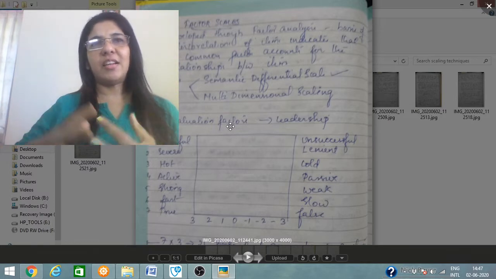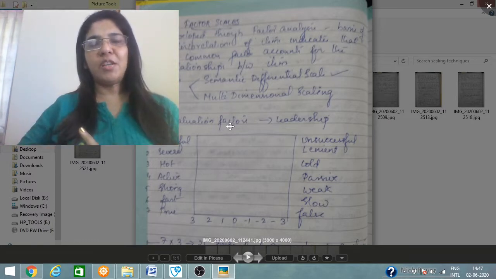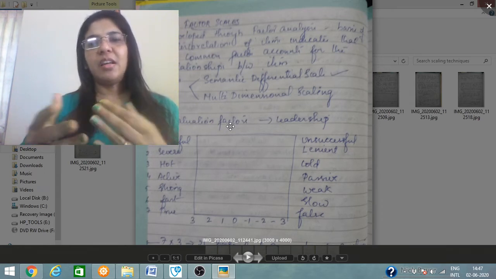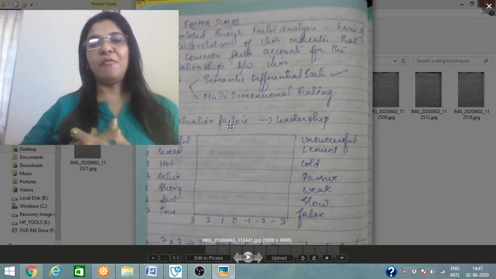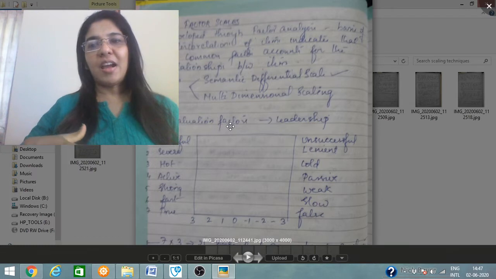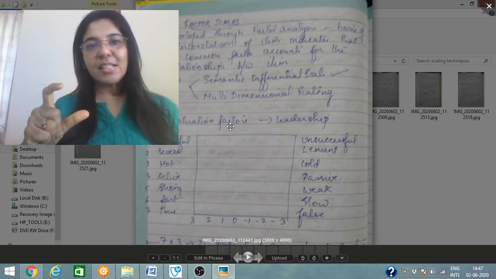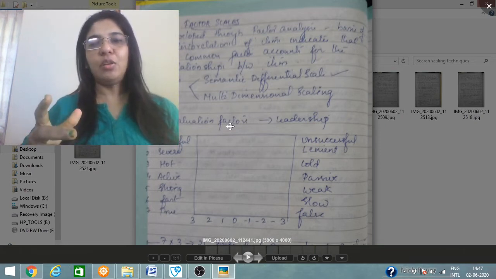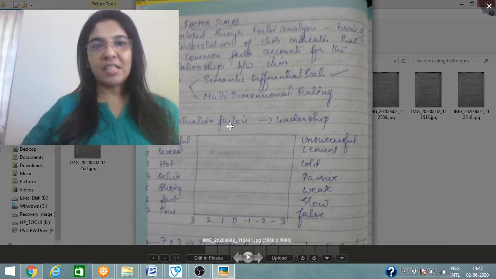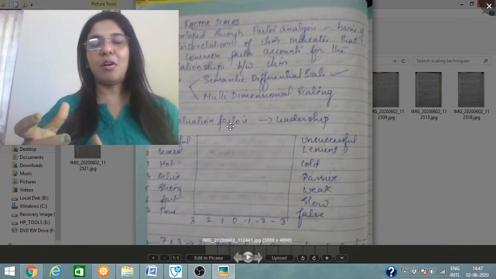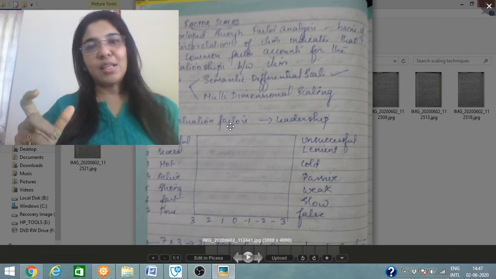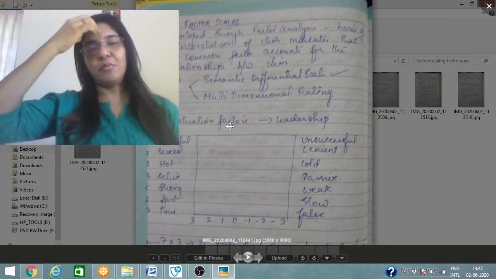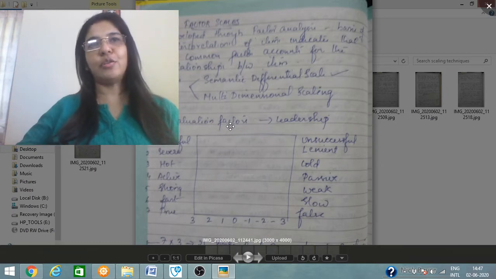Factor analysis is where I list down about 10 or 15 variables, do a factor analysis, and sort all these 15 variables under three main factors. Factor scales are developed based upon the intercorrelation of items, which indicates that there is a common factor which accounts for the relationship between those items. So that is the meaning of the term factor analysis also. Factor scales are developed as a result of factor analysis.